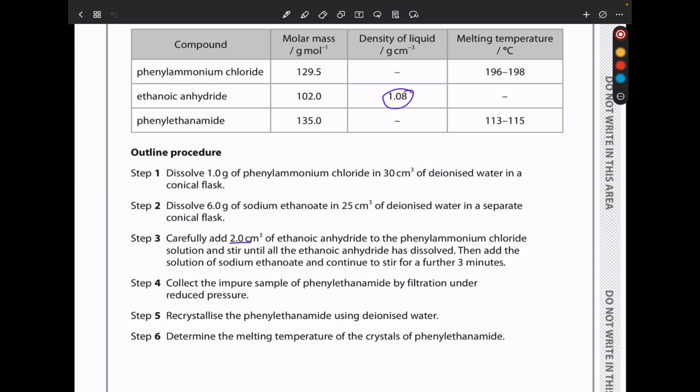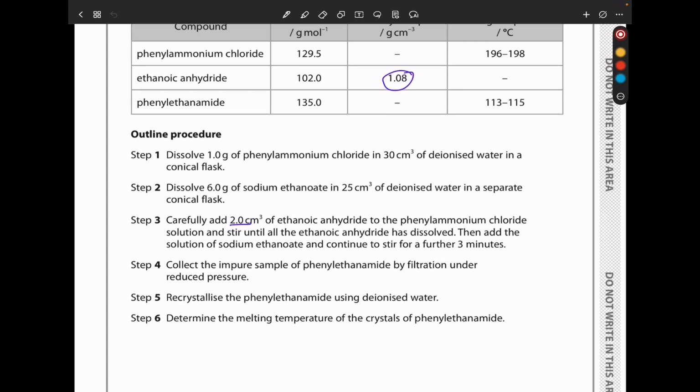They say in step 1, dissolve 1 gram of phenyl ammonium chloride in 30 centimeters cubed of deionized water in a flask. Then dissolve 6 grams of sodium ethanoate in 25 centimeters cubed of deionized water in a separate conical flask. Carefully add 2 centimeters cubed of ethanoic anhydride to the phenyl ammonium chloride solution and stir until all the ethanoic anhydride has dissolved. Then add the solution of sodium ethanoate and continue to stir for a further 3 minutes.